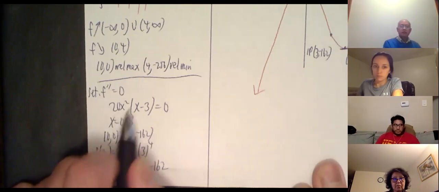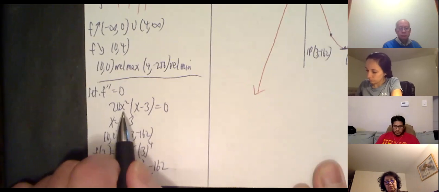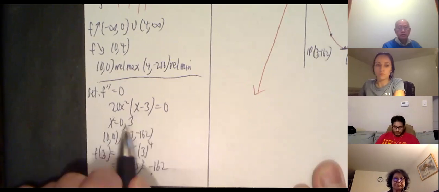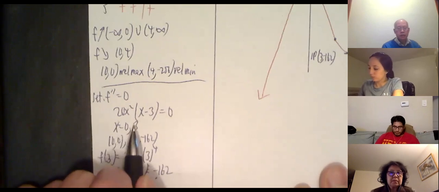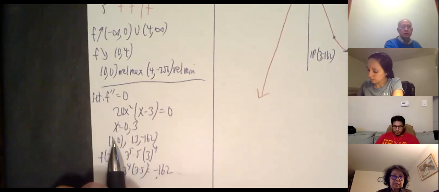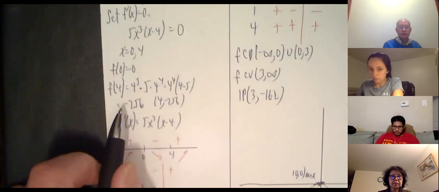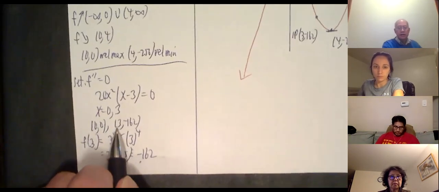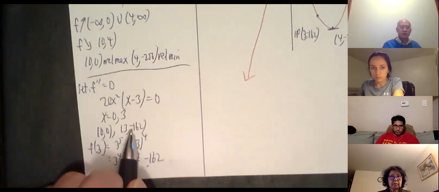Again, that's pretty easy. What makes this thing 0? 0. And what makes this 0? 3. x equals 0 and 3. 0, 0, well, we already got that. We got 0, 0 before. 3, however, is not nice. Okay, it comes out to be negative 162.